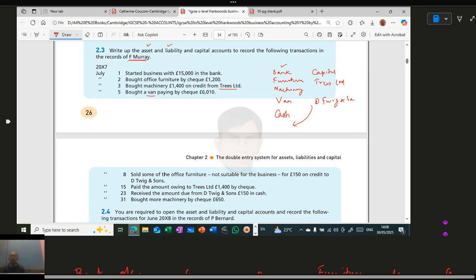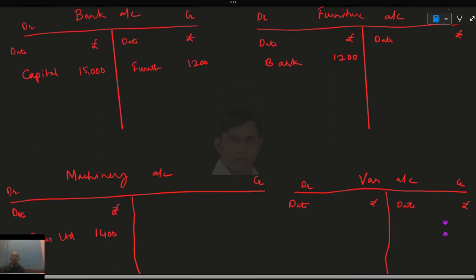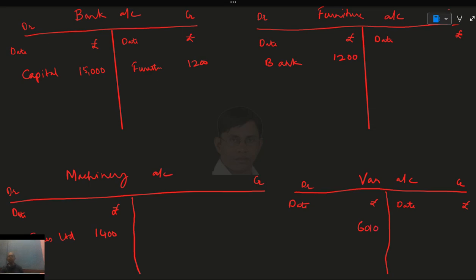Bought a van by paying by check, 6010. So van is an asset, it is increasing. So van should be debited. Where is van? Here. 6010. Remember the way I am writing, the way you have to write it down. Van account debit means the van account should be written on the debit side.